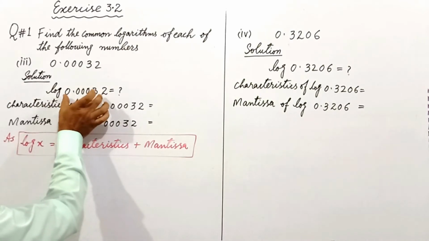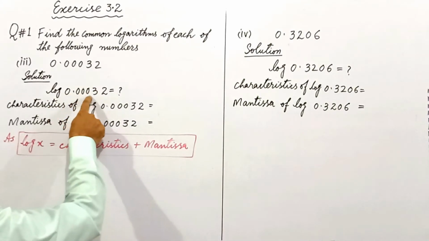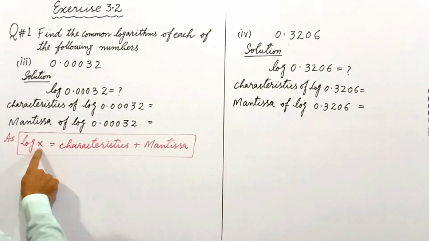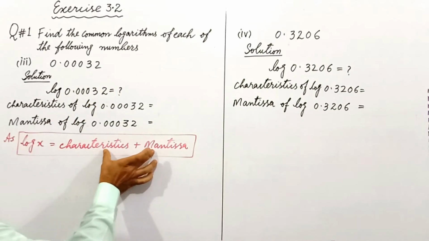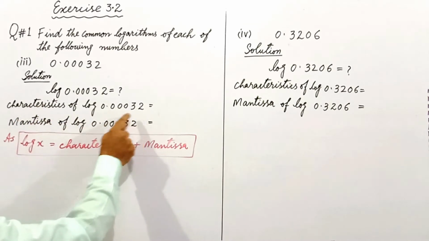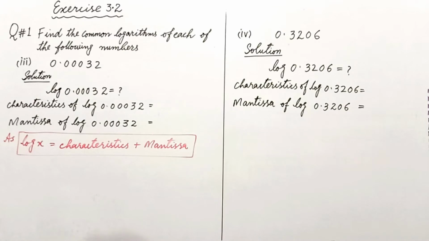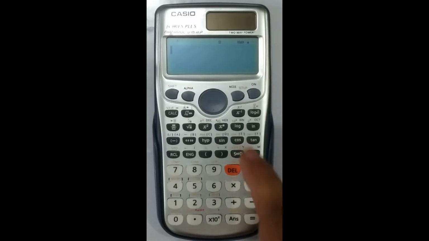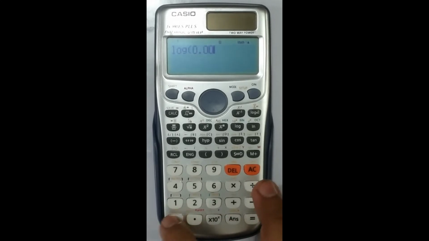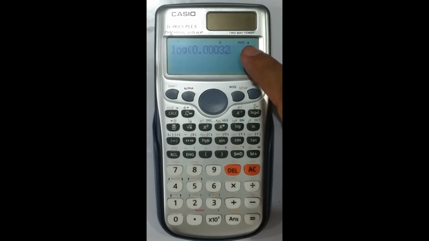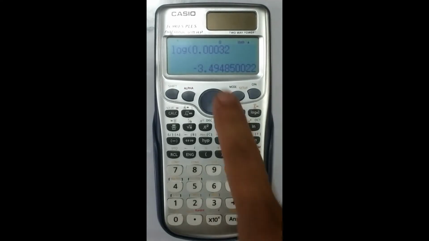In part 3, we are required to find the log of 0.00032. As we know, the logarithm of any real number is equal to the sum of the characteristic and the mantissa, so we have to find the characteristic of the log and its mantissa. We use the calculator: we press the log function and then the number whose logarithm is required, 0.00032, and we press equal.